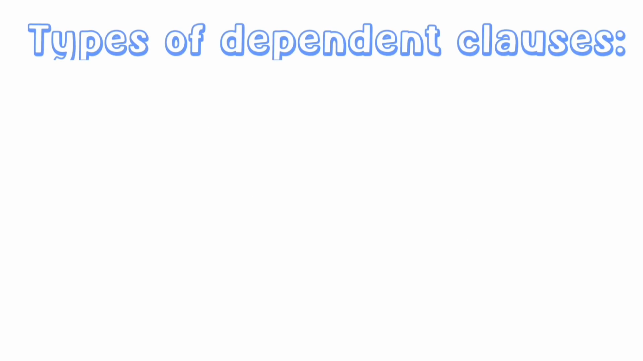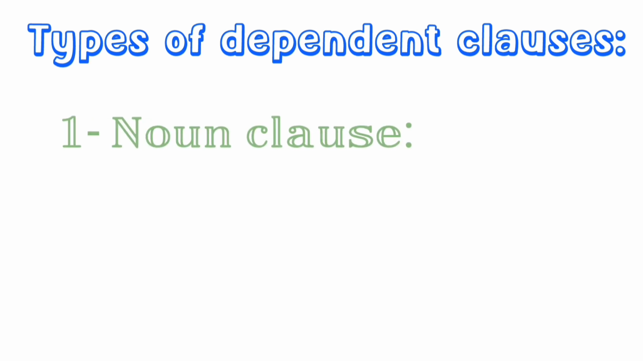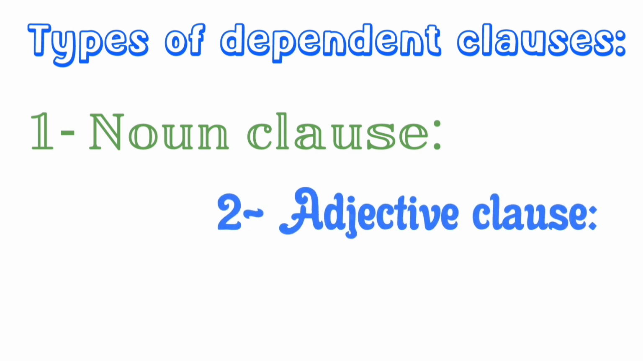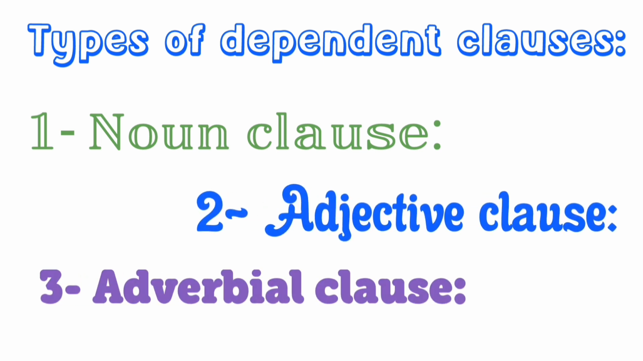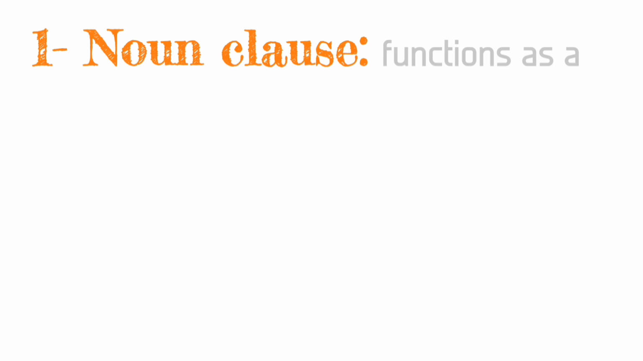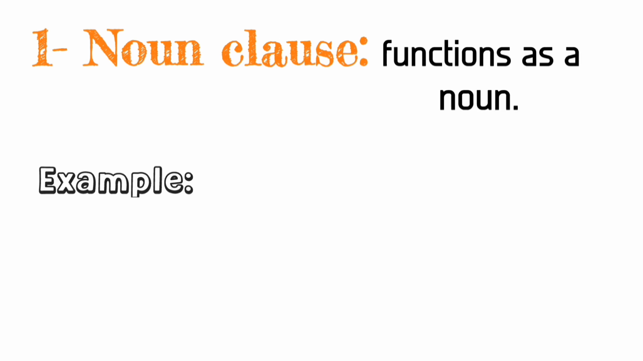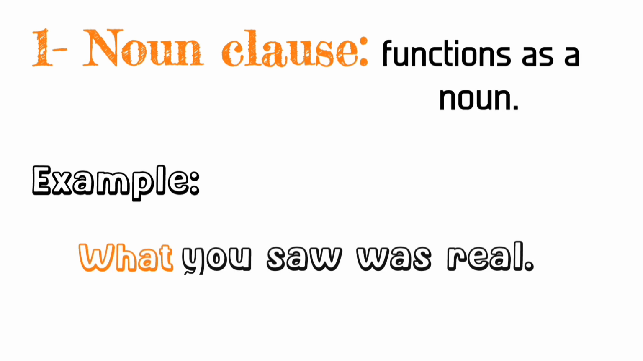Now we move to the types of dependent clauses. We have three types of dependent clauses: noun clause, adjective clause and adverbial clause. First, noun clauses are clauses that function as a noun. Example: what you saw was real. "What" here functions as a noun, and this is what we call a noun clause.